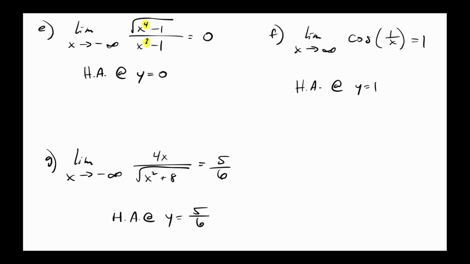Okay. F. F is a cosine. So this one you've got to do a little mental math. If I was to plug in a really, really, really big number down there, we just talked about this, right? What would the fraction pretty much equal? 0, right? What is cosine of 0? 1.